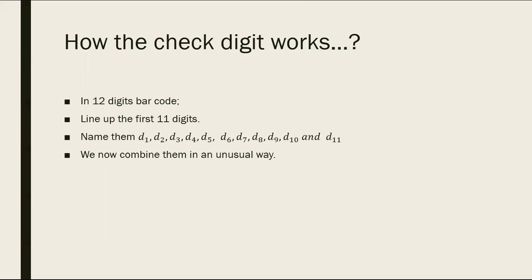Then we combine all those 11 digits in a very unusual format, which is we multiply every second number by 3, leaving the first number as it is, and then add up all those numbers.